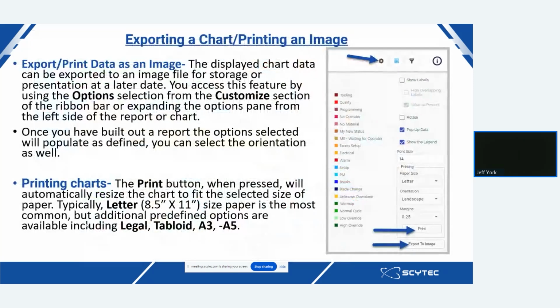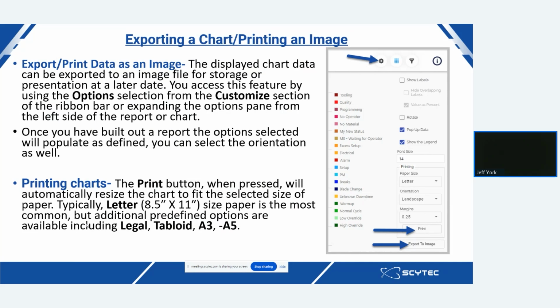Now, something else that's cool about data display that you may not be aware of is the ability to export a chart as an image for printing. The display chart data can be exported to an image file for storage or presentation at a later date. You can access this feature by using the options selections from the customize section of the ribbon bar, that little gear you see up there in that image.